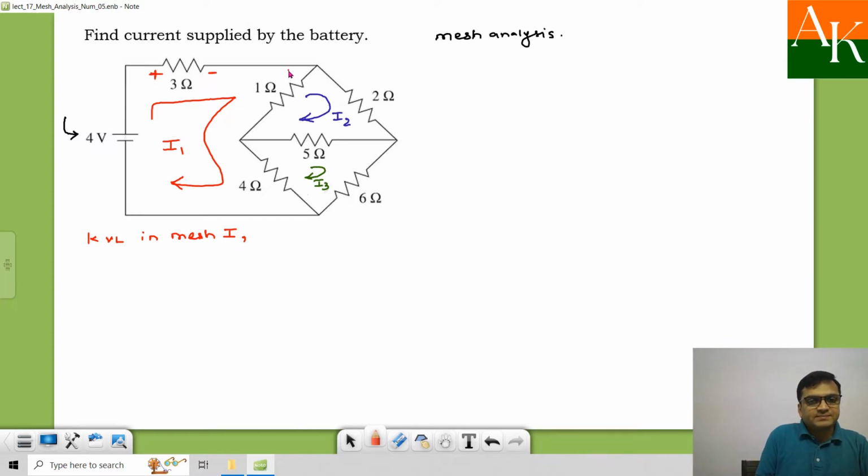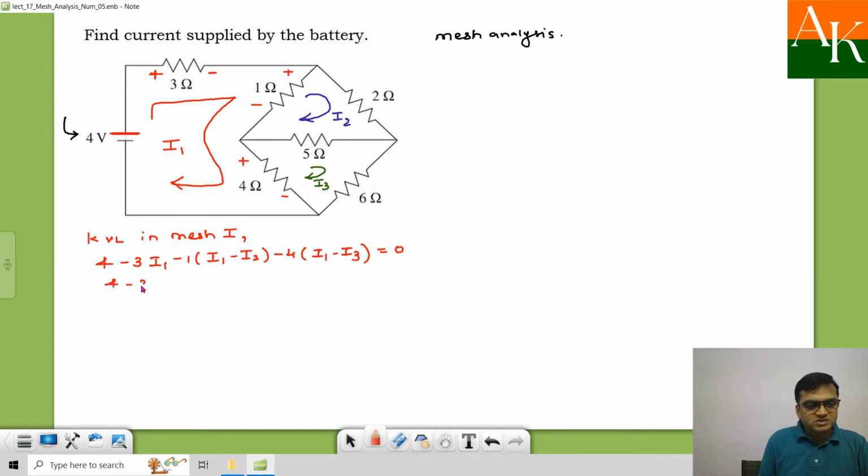So plus minus, and here you will have plus minus because I1 is flowing in this manner. Whenever current enters, the sign is positive; when it leaves the resistance, you will have a negative sign. I am starting at this point. So here you will have 4, minus 3 times I1, minus 1 times (I1 minus I2). Don't forget I2 is also coming in this manner. And here you will have minus 4 times (I1 minus I3), and you have completed the loop, so that is equal to 0.